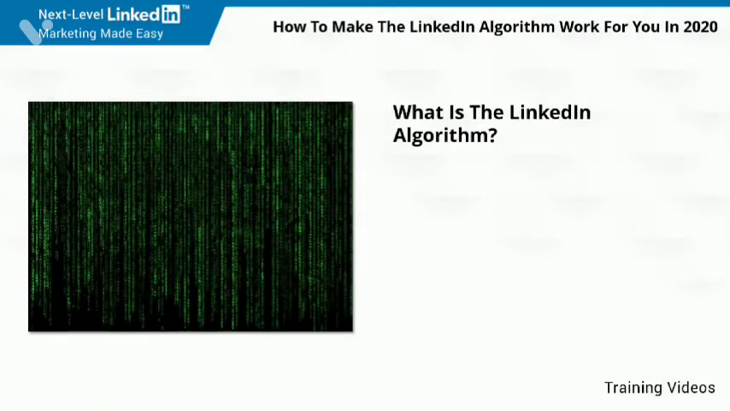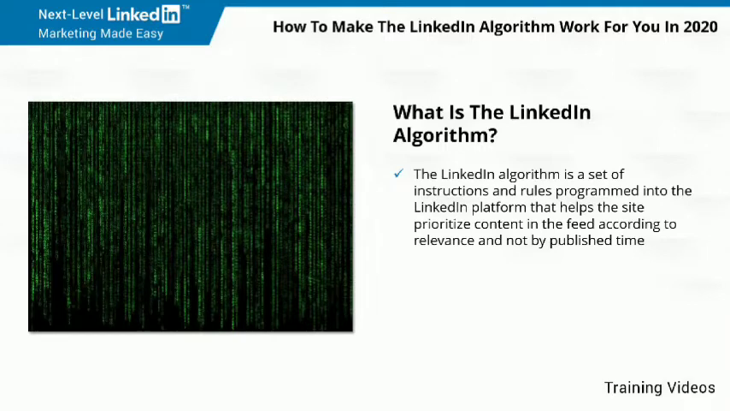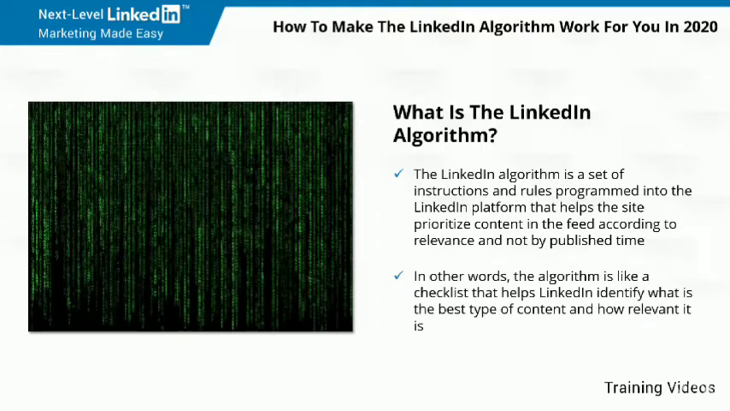What is the LinkedIn algorithm? The LinkedIn algorithm is a set of instructions and rules programmed into the LinkedIn platform that helps the site prioritize content in the feed, according to relevance and not by published time. In other words, the algorithm is like a checklist that helps LinkedIn identify what is the best type of content and how relevant it is.